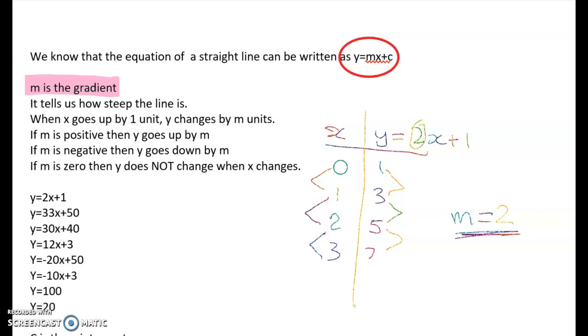If this number is positive, then as x goes up, y goes up by m. And if it's negative, it goes down. And if m is 0, then y doesn't change when x changes. So that's how we see it with a table.